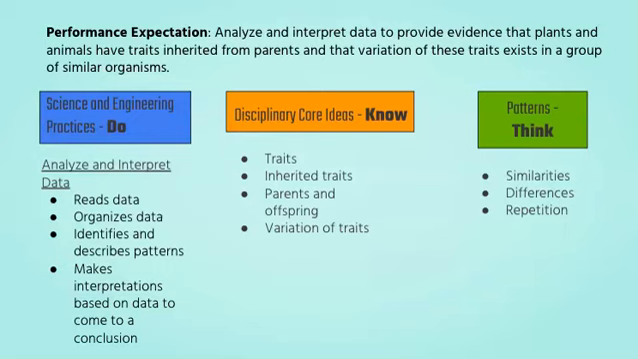Then looking in the middle column in orange is what they need to know. So there needs to be lessons that are going to build on the knowledge around inherited traits. And then lastly, in the column to the right in green, we've broken down what it means to think in patterns. So looking for similarities and differences and what is repeating.